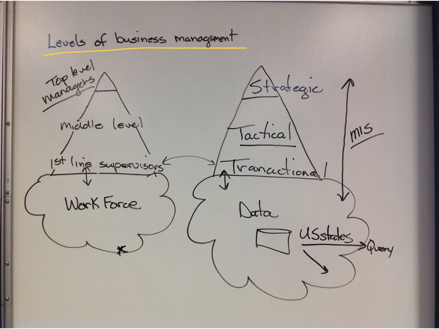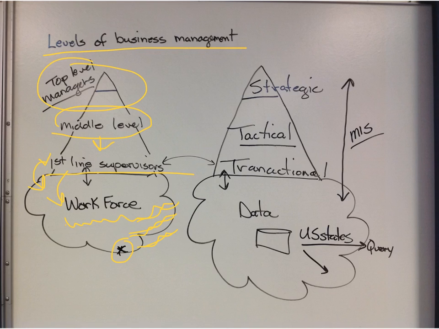Levels of business management. We talked about the workforce. Here's me, workforce. Then we have people who oversee the workforce, first line supervisors. Then maybe middle management oversees the first line supervisors, and then we have top level management. So here at the college we have faculty and staff and so forth, and then we have people who oversee faculty and staff and so forth.